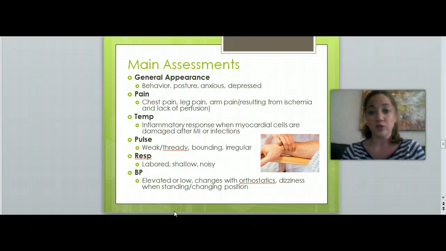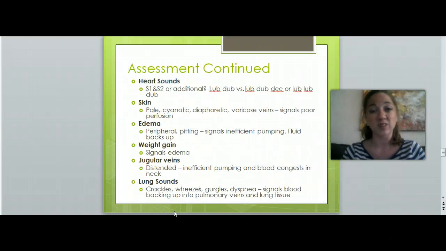Is their blood pressure changing? Is it elevated or low? Does it change with orthostatics when they stand or lie down or sit? Are they dizzy whenever they stand up or change positions? That could signal to you that they might be hypotensive or just have really poor circulation.